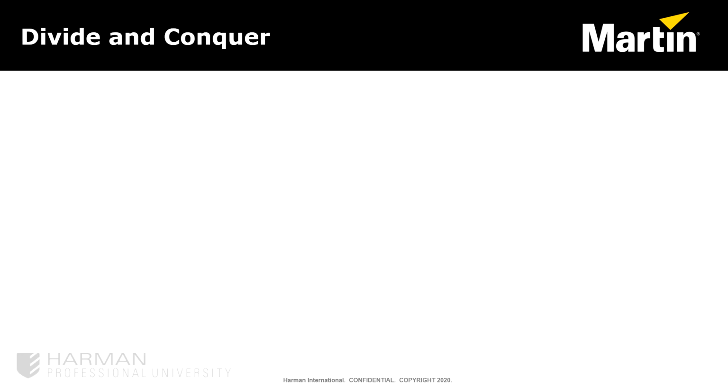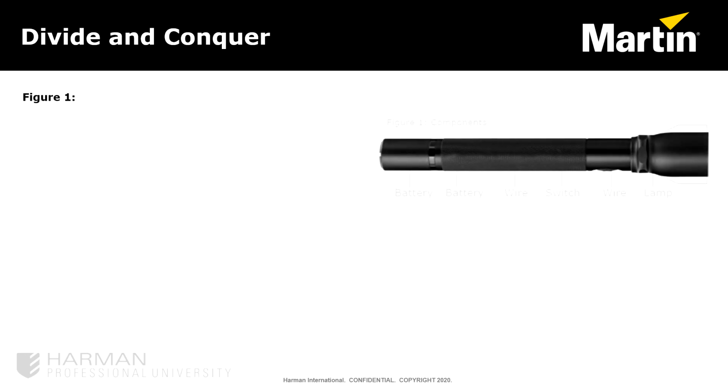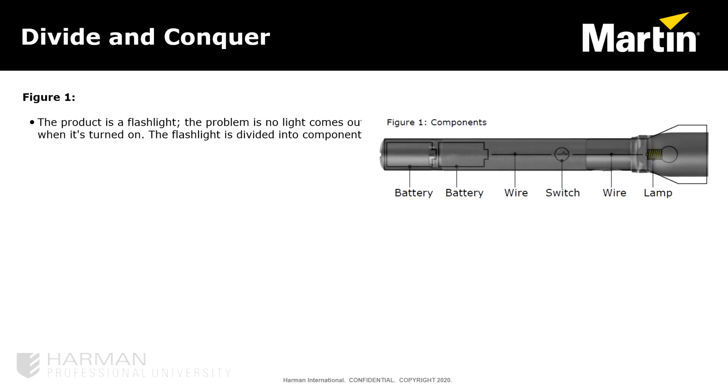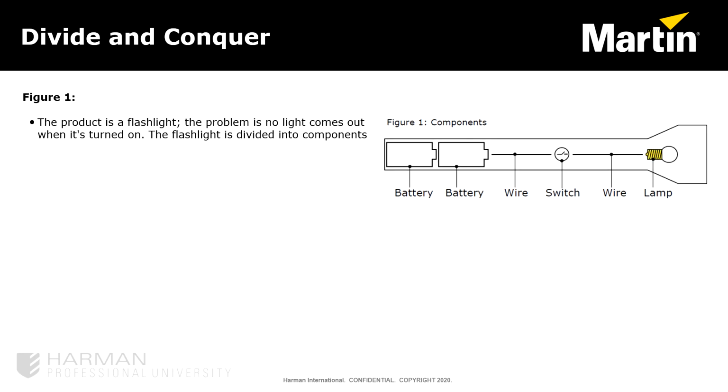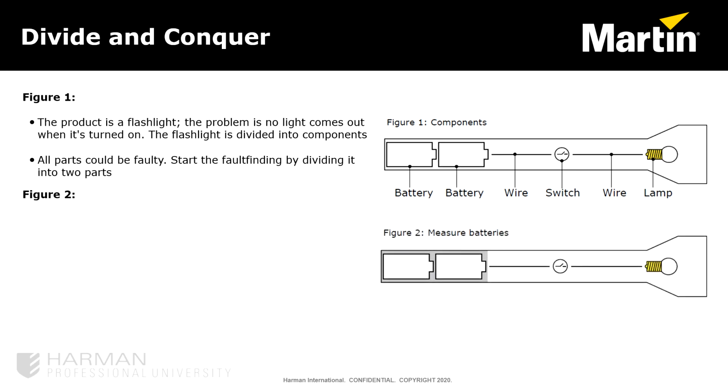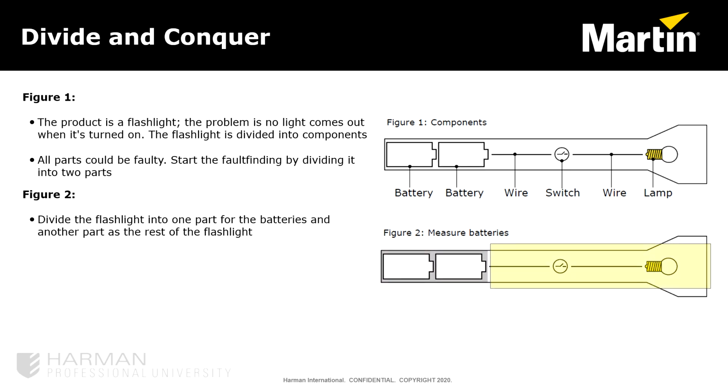As a general rule, divide and conquer the fault finding by dividing it into two parts. Figure 1 shows all components of the flashlight, which you must determine how to divide into two sections and start troubleshooting one section. Figure 2 shows the reduced components after dividing the flashlight into two sections and focusing on one section.